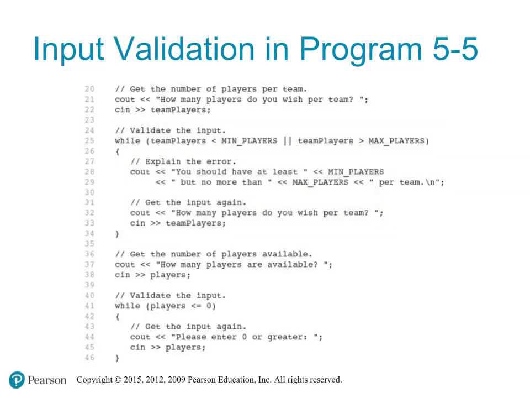For the second input, the total players, the user is prompted to enter the total number of players available. The input is stored in the variable players. Another while loop checks if the entered number is greater than 0. If the input is invalid, the user is prompted again to enter a valid number.